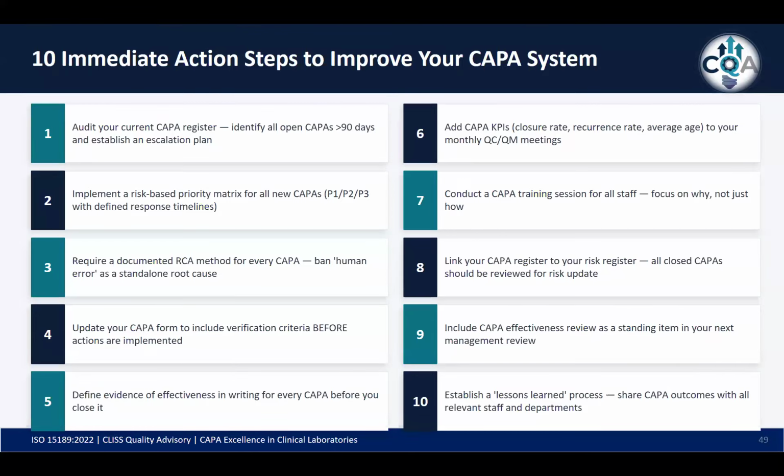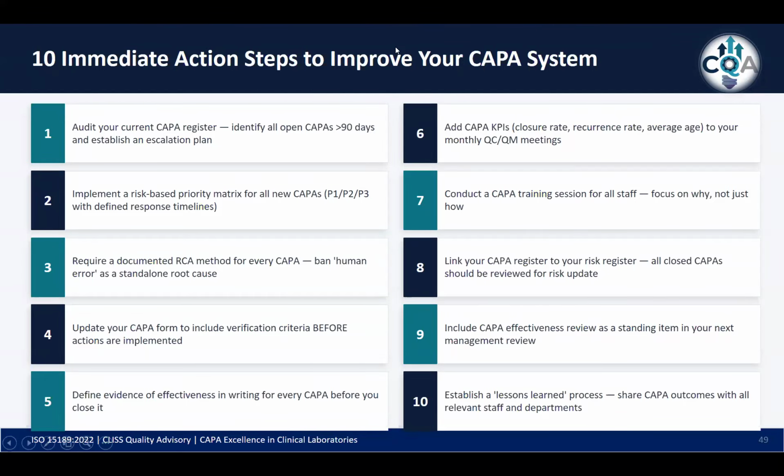And then update the CAPA form or non-conformity form to include verification criteria before actions are implemented. So it's a predefined criteria to say this is how we'll monitor and this is how we'll verify after the monitoring period. Define evidence of effectiveness in writing for every NC before you close it. You've defined the criteria, define the evidence of effectiveness. Has that been met or not?